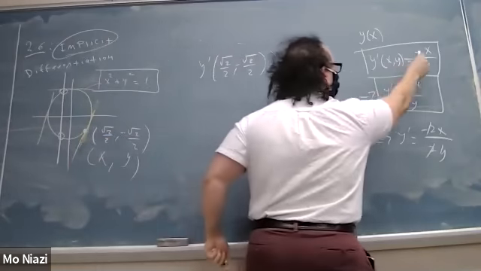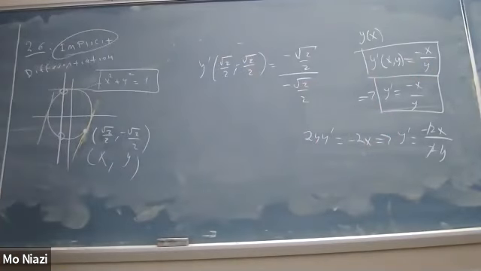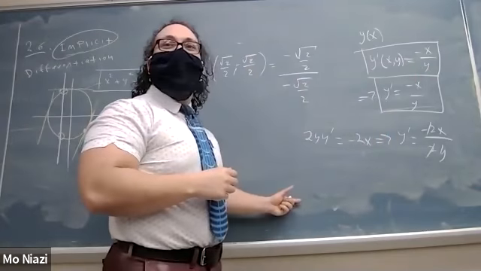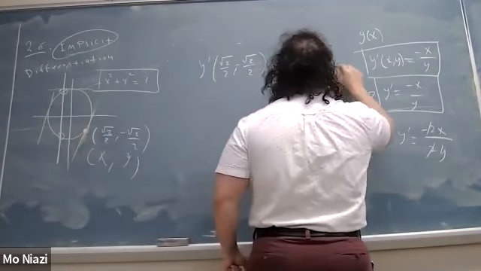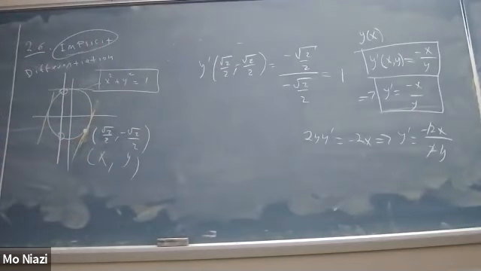This negative is from here. This negative is from the fact that it's a negative root 2 over 2. So they cancel. Anything divided by itself is 1 except for 0. So the slope of this tangent line at this point is going to be 1. That's what the slope is.